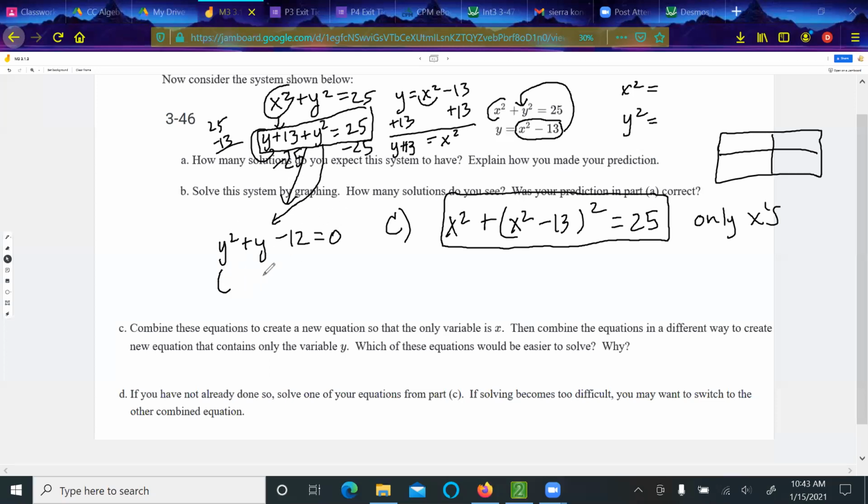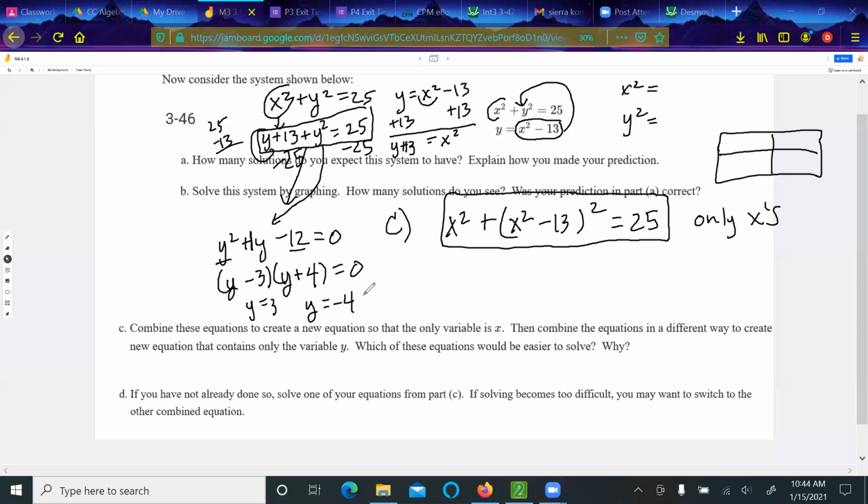Okay, so now we can just factor. And we get y times y for our y squared, and 12 is going to be 3 times 4. And so it's going to be minus 4, I'm sorry, no, plus 4 because it's a positive 1, and minus 3. So positive 4, negative 3 make positive 1. So y equals 3, y equals negative 4.